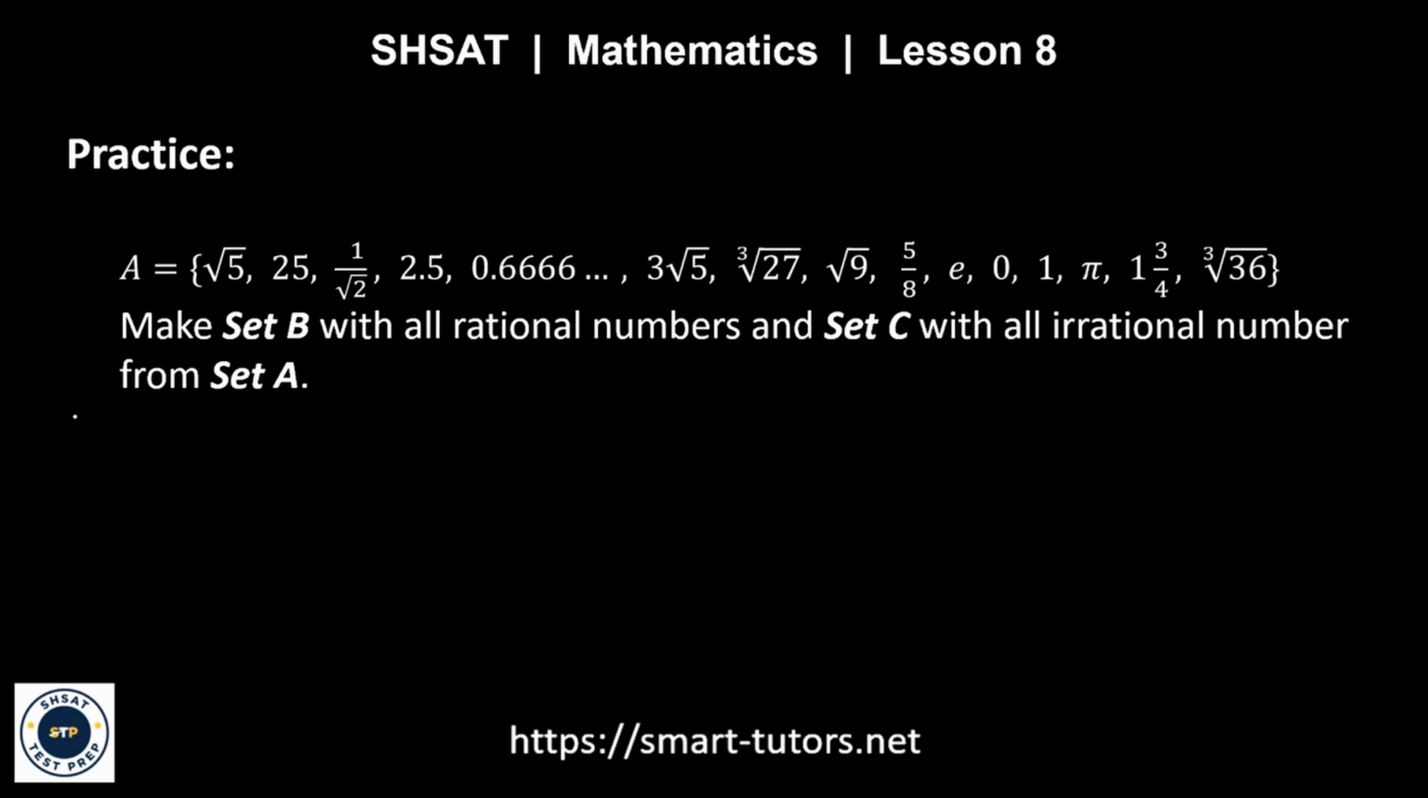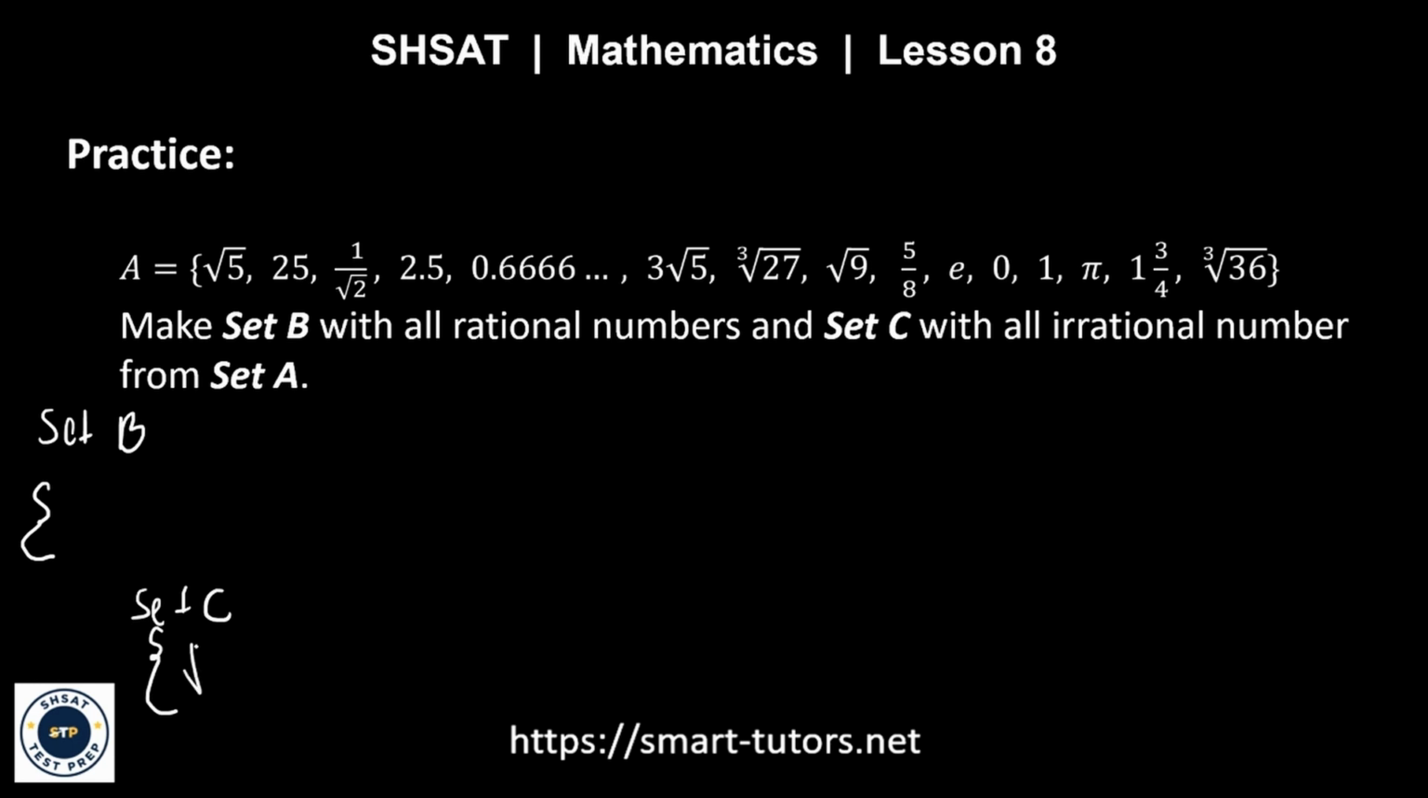This problem asks, make a set B with all rational numbers and set C with all irrational numbers from set A. So I'm going to write set B, set C. And one by one, look at all the numbers from set A and see which is rational, which is irrational.